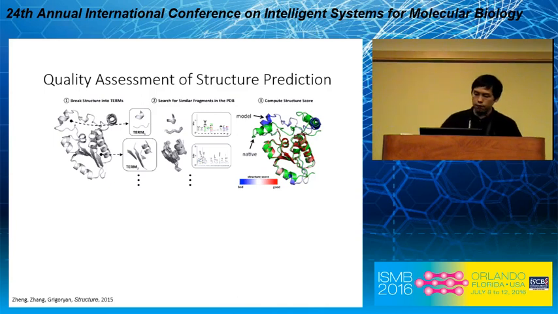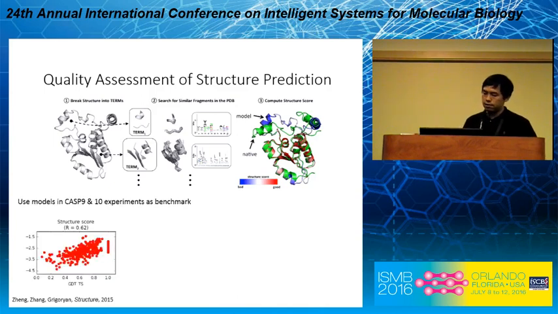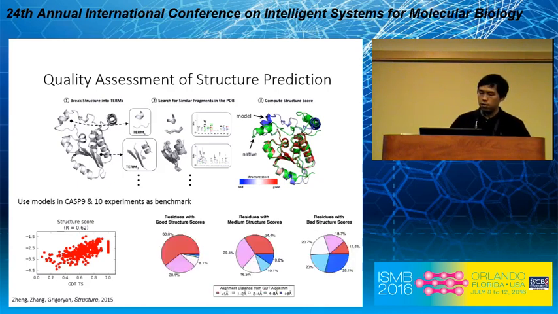For benchmark, we use the targets in the structure prediction competition CASP. And here, we found the score of models correlate quite well with the similarity between the model and the actual structure. And the per residue score also distinguishes the poorly predicted regions.